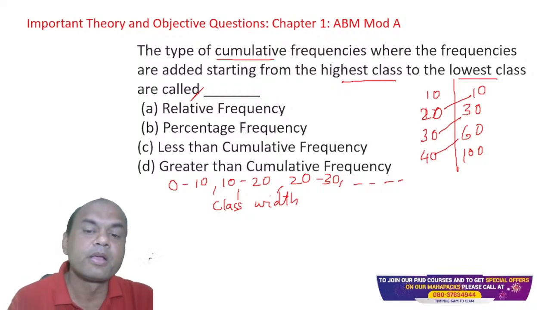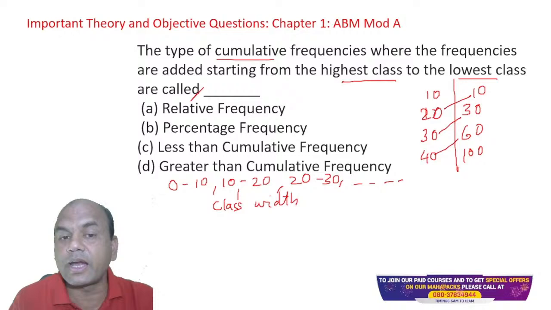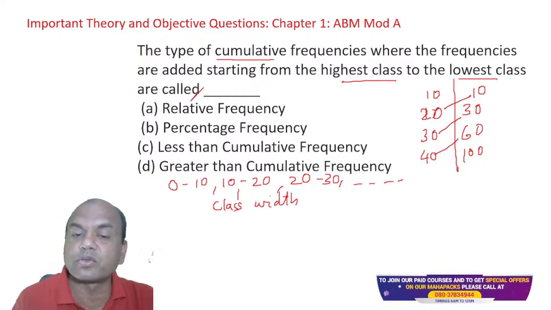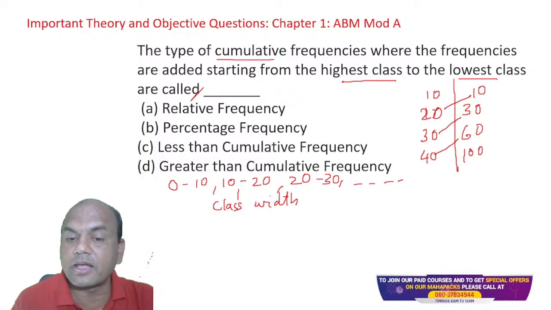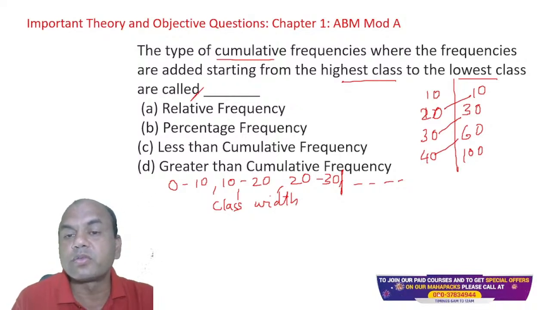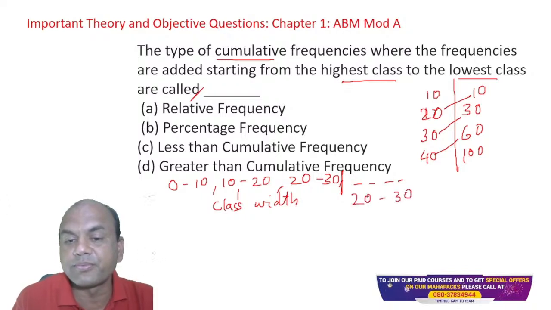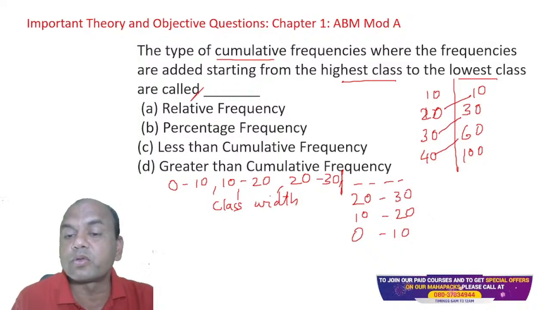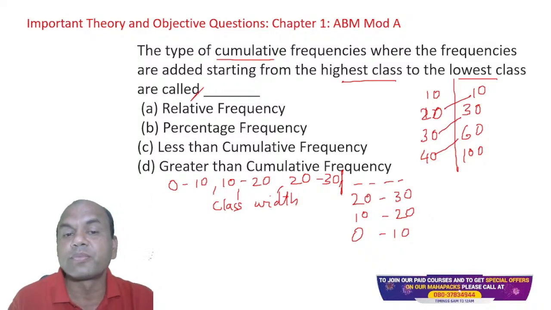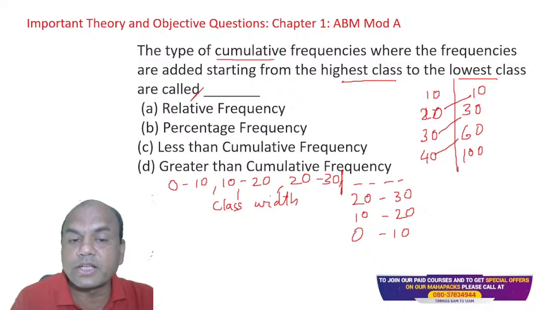Now, what is the question? Where the frequencies are added starting from the highest class to the lowest class. So what will I do? When I arrange this, suppose we take only these three classes up till now: 0 to 10, 10 to 20, 20 to 30. If I want highest to lowest, how will I arrange them? I'll arrange them in this way: 20 to 30 first, then 10 to 20 next, then 0 to 10 next. So I'm going to the lower side. So this is known as what? Relative frequency, percentage frequency, less than or greater than cumulative frequency.